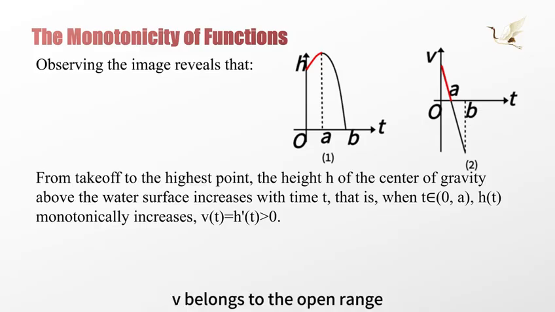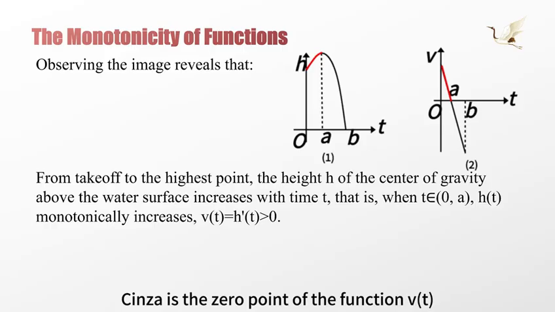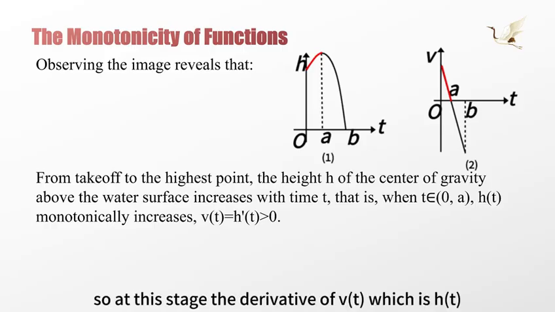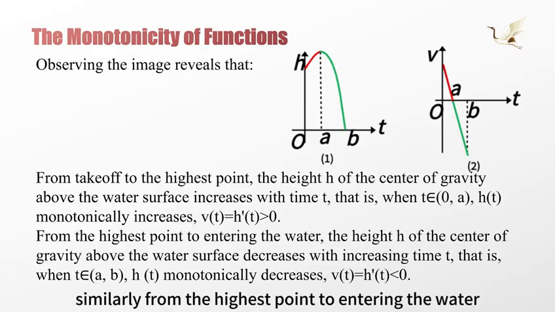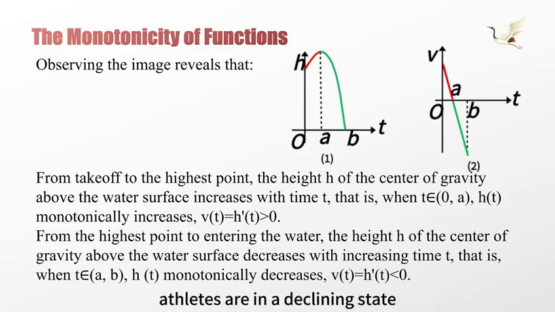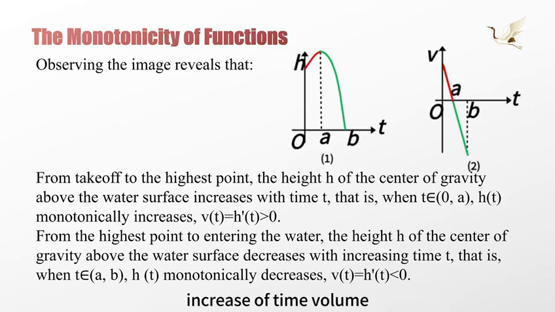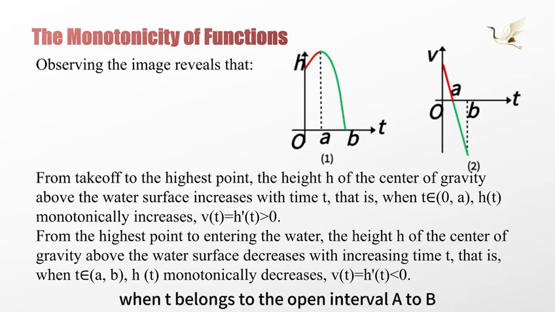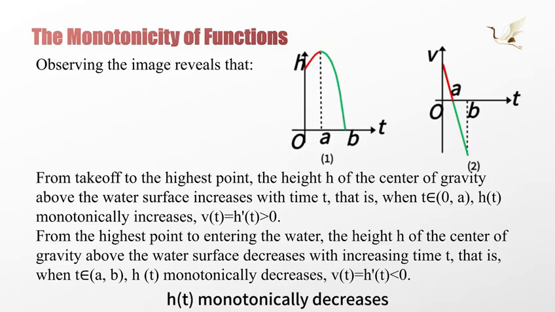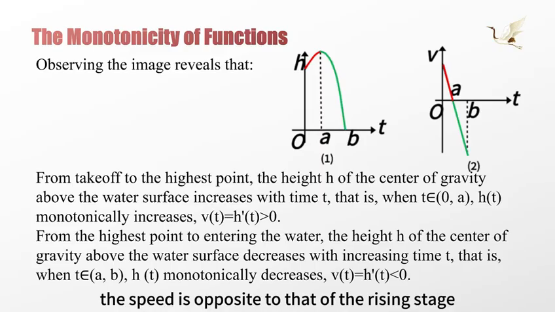When t belongs to the open interval 0 to a, h(t) monotonically increases. Correspondingly, since a is the zero point of the function v(t), at this stage the derivative of h(t), which is v(t), is greater than 0. Similarly, from the highest point to entering the water, the athlete is in a declining state. Therefore, the height h of the center of gravity above the water surface decreases with the increase of time. So at this stage, h(t) monotonically decreases. When t belongs to the open interval a to b, h(t) monotonically decreases. Correspondingly, at this stage, the derivative of h(t), which is v(t), is less than 0. That is to say, the speed is opposite to that of the rising stage.